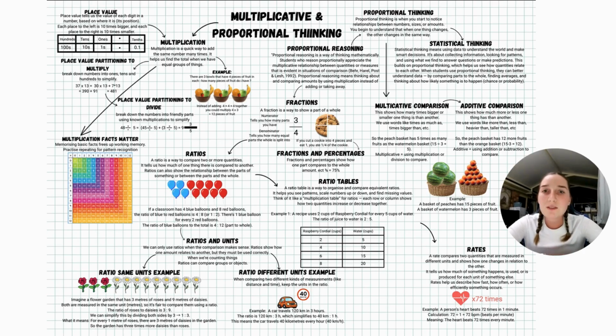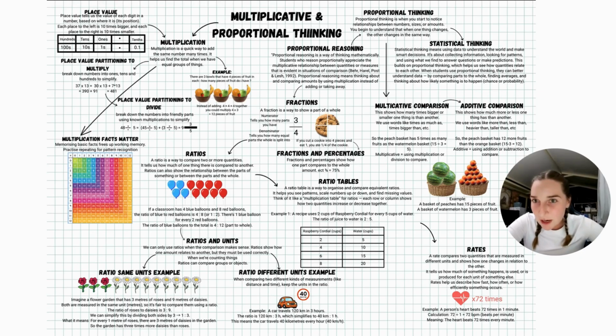So, before we move on further, let's go over a key concept that was learned in topic 1, which is place value. Place value tells us the value of each digit in a number based on where it is positioned. Each place to the left is 10 times bigger, and each place to the right is 10 times smaller. Without this understanding, students will find it very difficult to do multiplication as well as be able to use it to help solve bigger multiplications.